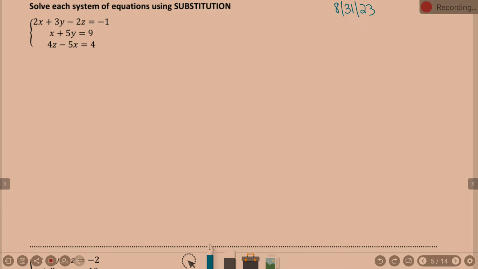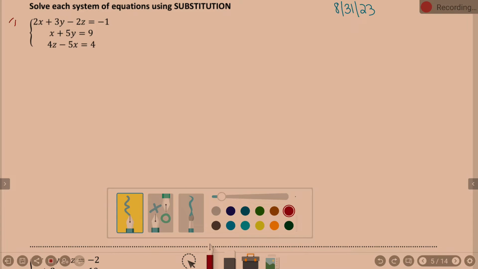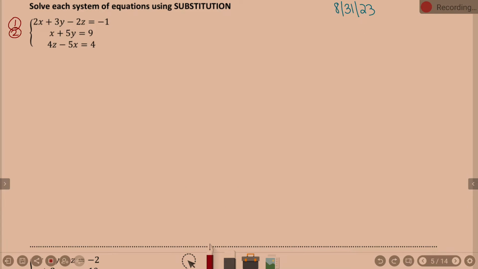They look a little bit different in that we don't have all the variables, which is why substitution is sometimes easier on these. I'm going to number them. Got my 1, 2, 3. Which one am I solving for a variable? Probably equation 2. Yeah. And solve it for x.